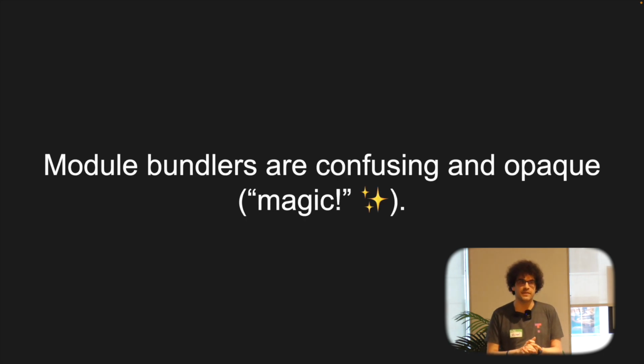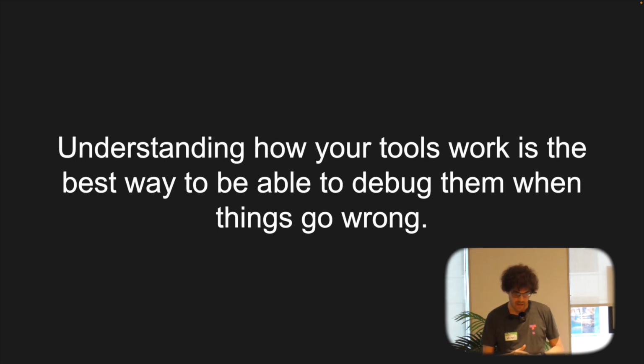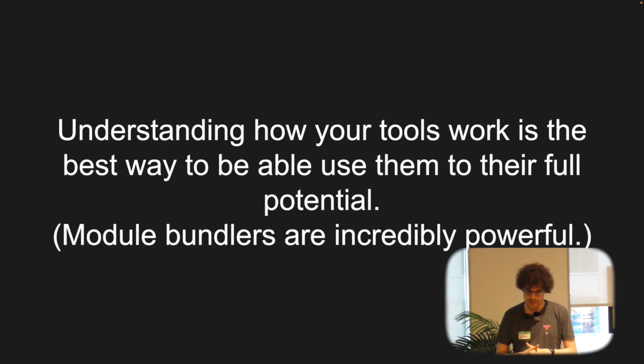Most of the time, they just sit there and they do their magic, and you don't have to worry about them. But then maybe you update a dependency, or you have some syntax error in your code, and it spits out a giant red blob stack trace that doesn't really help you. So when things go wrong, they're very, very difficult in many cases to figure out what's going wrong. And I believe that understanding how your tools work is the best way to be able to debug them when things go wrong. Understanding how your tools work is the best way to use them to your full potential.